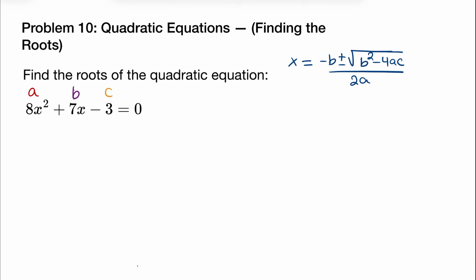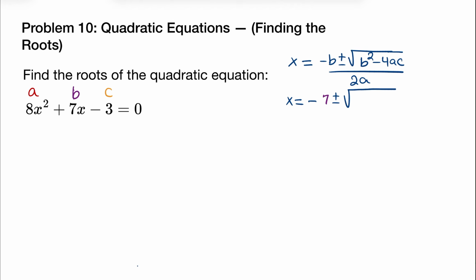Okay, so now we're going to substitute the values. So we're going to substitute a equals 8, b equals 7, and c equals -3 into this formula. So let's go ahead and do that. So let's rewrite this here. So x equals, and we have negative, and then b is 7. And then we have plus or minus.